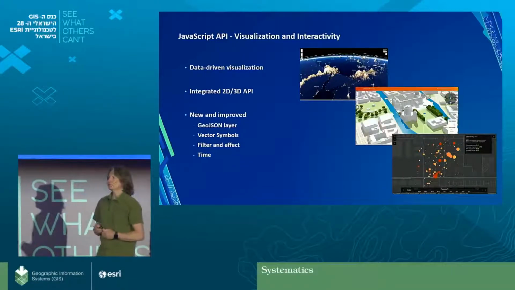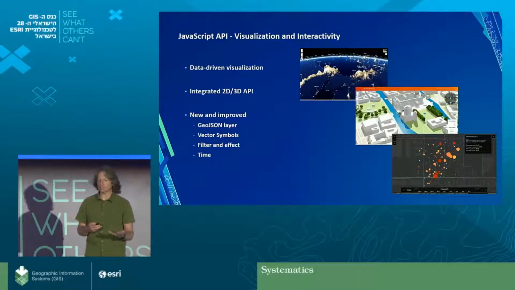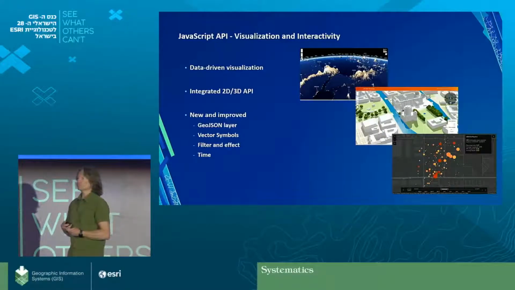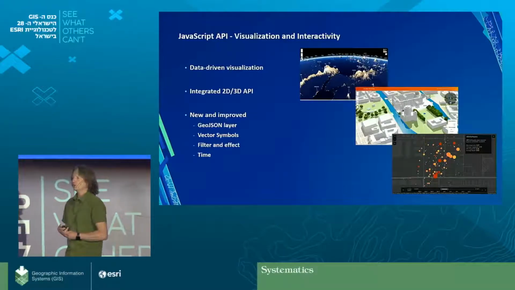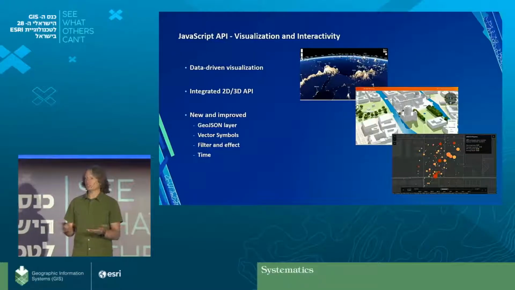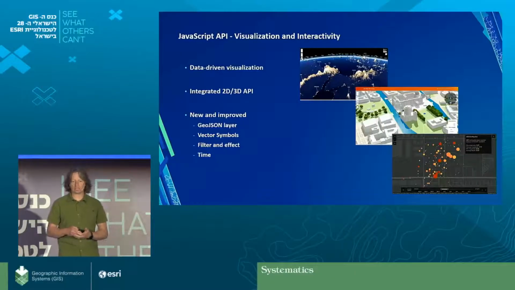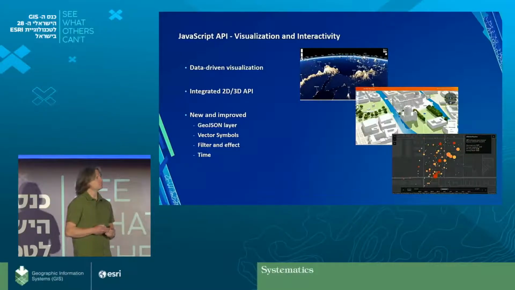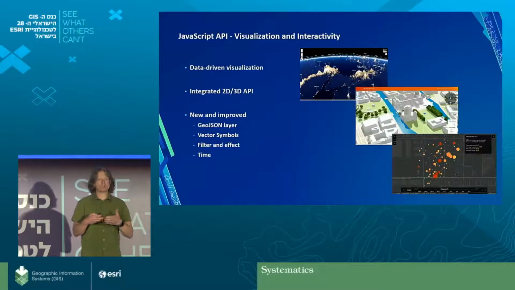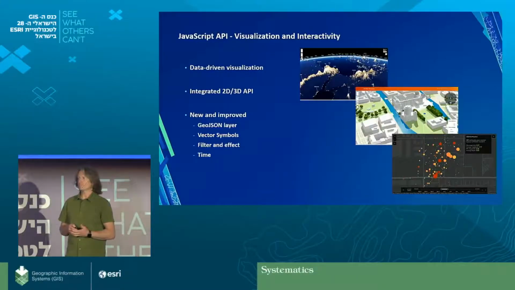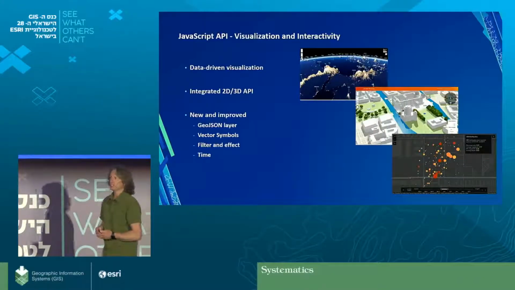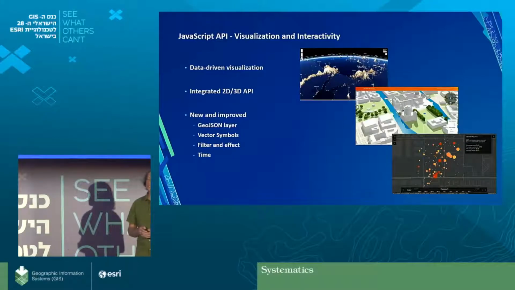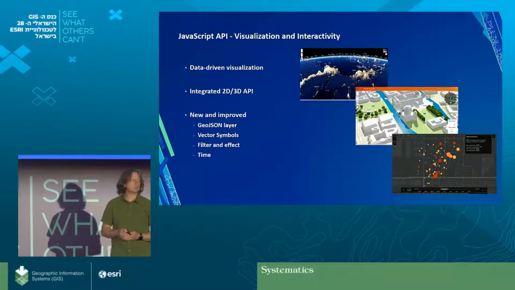It's integrated both in 2D and in 3D, and we've improved certain aspects of that. GeoJSON is now a first-class citizen of the API. It's very easy to bring GeoJSON data into your application. We've got smooth vector symbols that scale beautifully, no matter what scale you're at, and we've got improvements in our time-based support. So what I'd like to do is pass over to Julie from the JavaScript team, and she's going to give us a demonstration of some of these new capabilities.